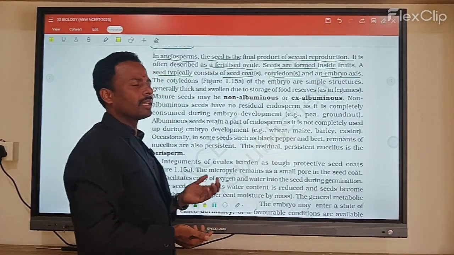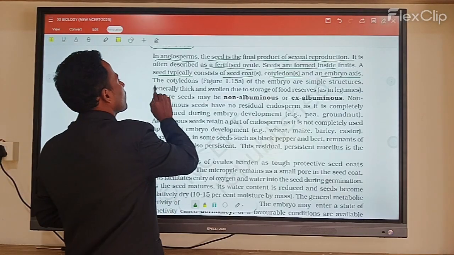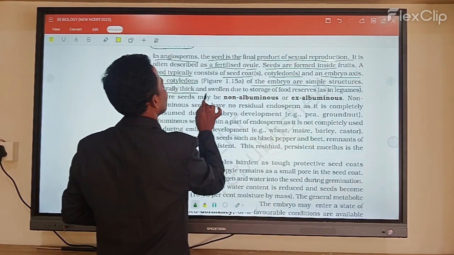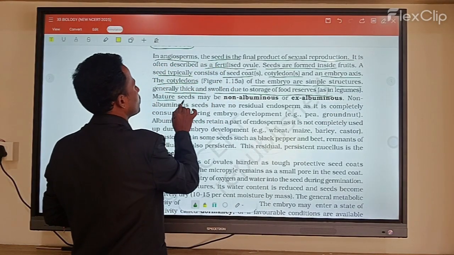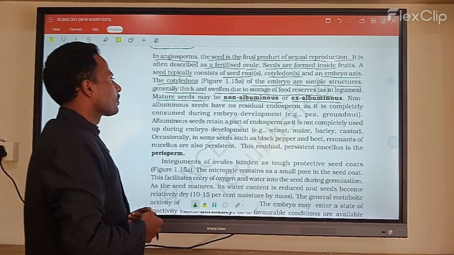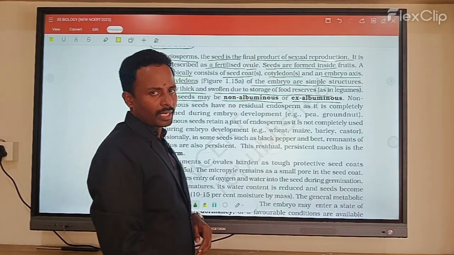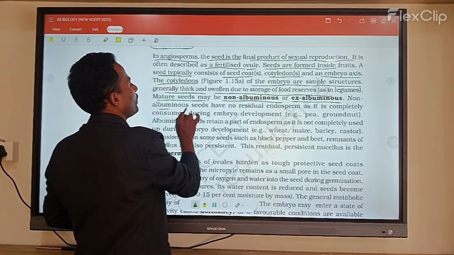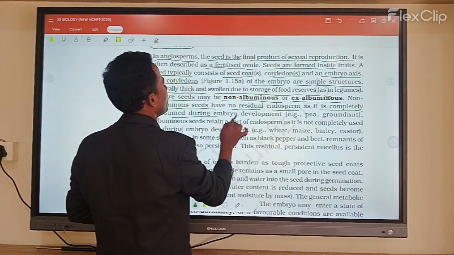As we discuss, they have a seed coat as well as an embryonal axis and the cotyledons are present. The cotyledons of the embryo are generally thick and swollen due to the storage of reserve food materials, as we observed in legumes, which are non-albuminous or exalbuminous seeds. The food is stored as reserve material, and that is called non-albuminous or exalbuminous. Non-albuminous seeds have residual endosperm that is completely consumed during embryo development.